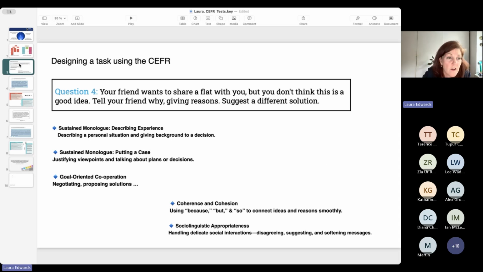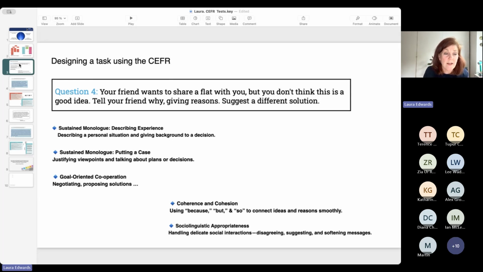So you can see here the task, question 4. So this is moving up in this exam. This is moving up kind of in complexity, and it should be aimed at, say, the B1, B2 level and beyond, of course. Everyone should be able to do it, but really we're looking, there is some skill needed here, because although the question seems quite simple, your friend wants to share a flat with you, but you don't think this is a good idea. Tell your friend why, giving reasons. Suggest a different solution. It's very short, but there's actually an awful lot going on in there.